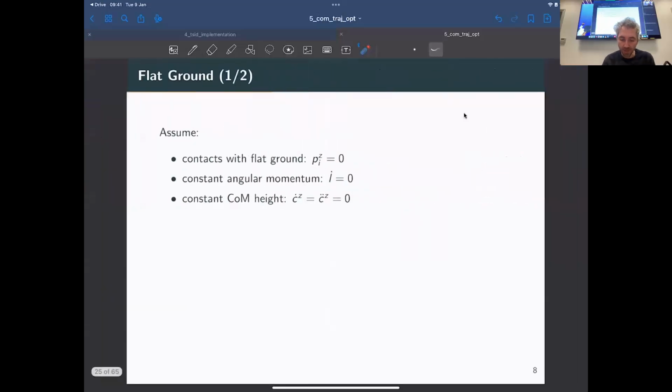Okay, so starting from those two equations, so Newton and Euler's equation, if we make a bunch of assumptions, so assume that all the contact points are with a flat ground, so they have a z coordinate which is equal to 0. It could be equal to just any value, but 0 makes it a bit simpler to write down the equations. We assume that we have a constant angular momentum, so L dot is equal to 0, which is quite reasonable during walking. It has been measured also on human beings. We humans, as we walk, our angular momentum is roughly always 0.